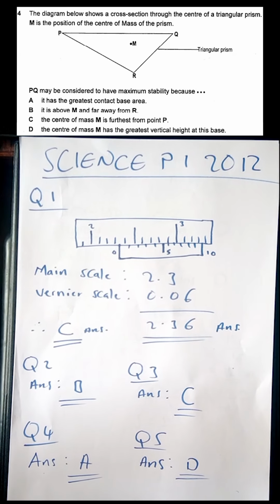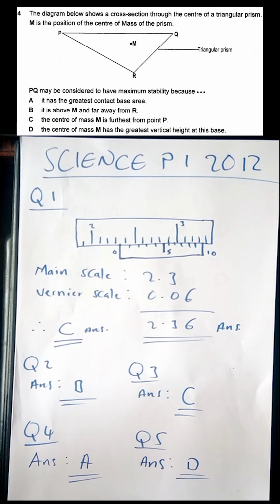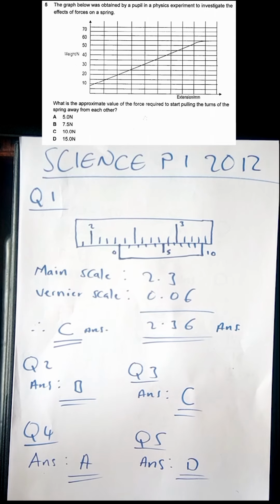We come to question number 4. The diagram below shows a cross-section through the center of the rectangular prism. M is the position of the center of mass of the prism. PQ may be considered to have maximum stability because, so the answer there is A, because PQ has the greatest contact base area. Just a tip, for a thing to have maximum stability, it must have a wide base area and a low center of gravity. So we can see PQ, counting from M, has got a wide base area. No wonder the answer there is A.